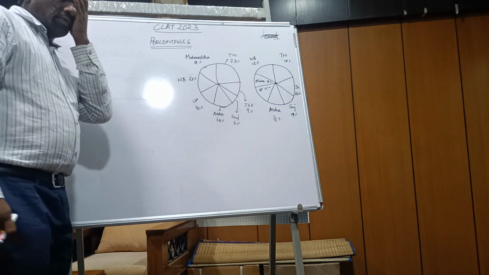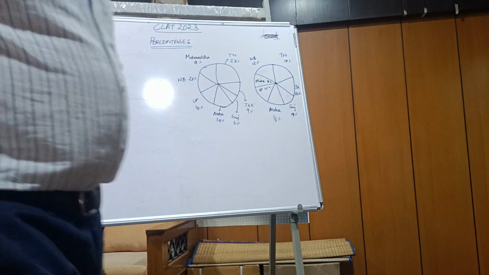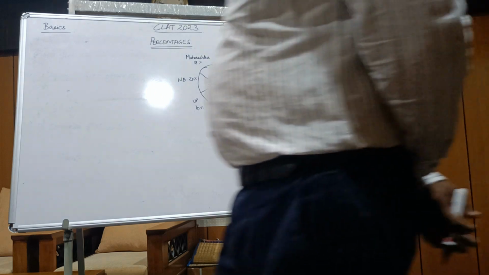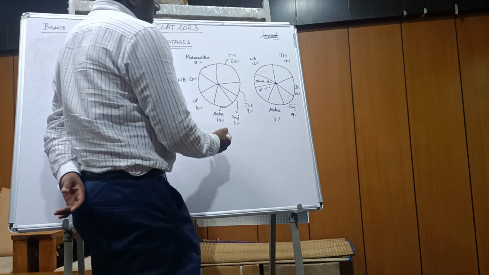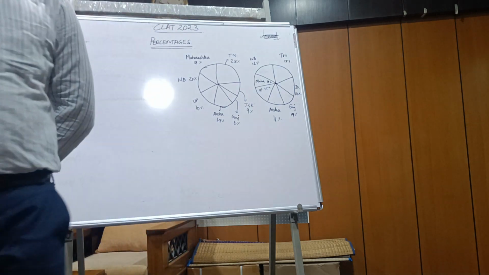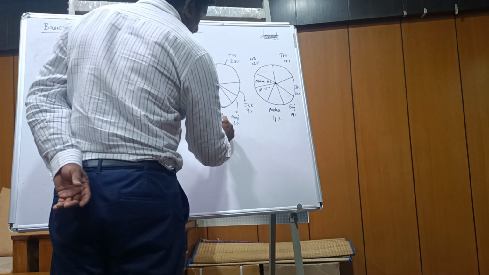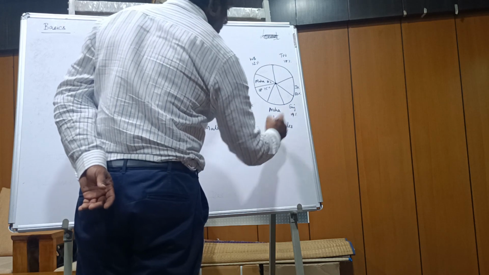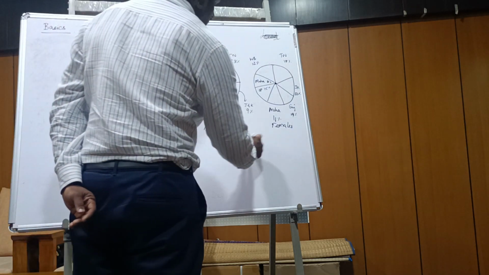So if we go to this particular problem, this was given in the mock test. We can see that there are two pie charts given here. These are the pie charts of the distribution of males and the distribution of females in the railways.